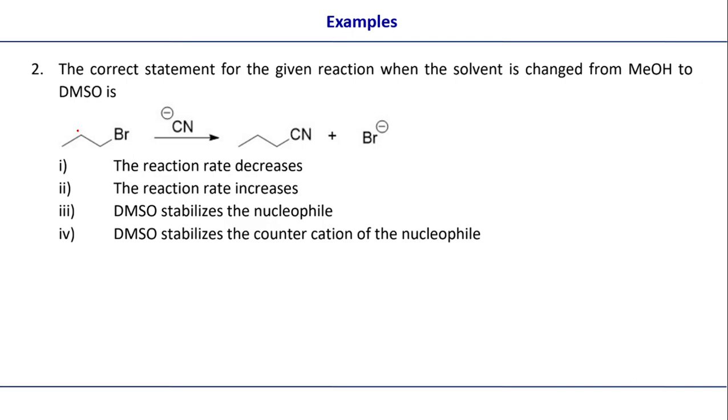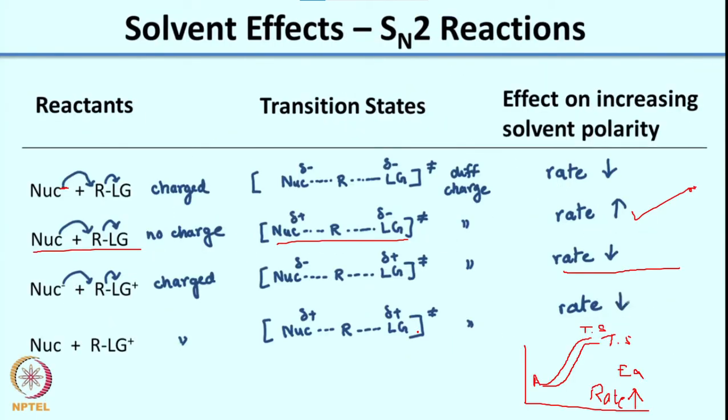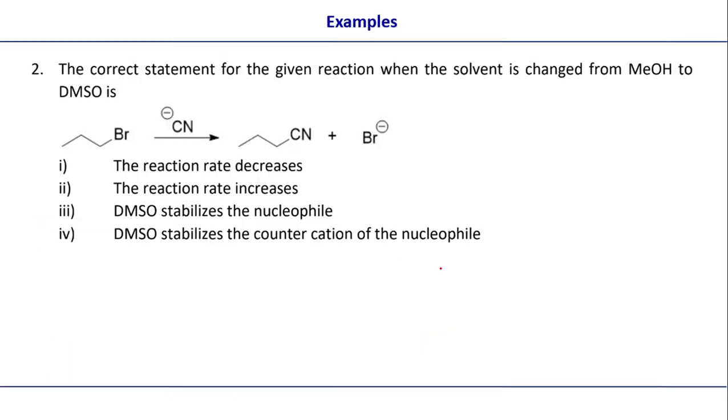Now question number 2. The correct statement for the given reaction when the solvent is changed from methanol to DMSO is. Now you can see here, from methanol to DMSO, does its polarity increase or decrease? Anyone? We have discussed here. Alcohols are protic solvents, DMSO is aprotic, and polarity is also more in methanol.